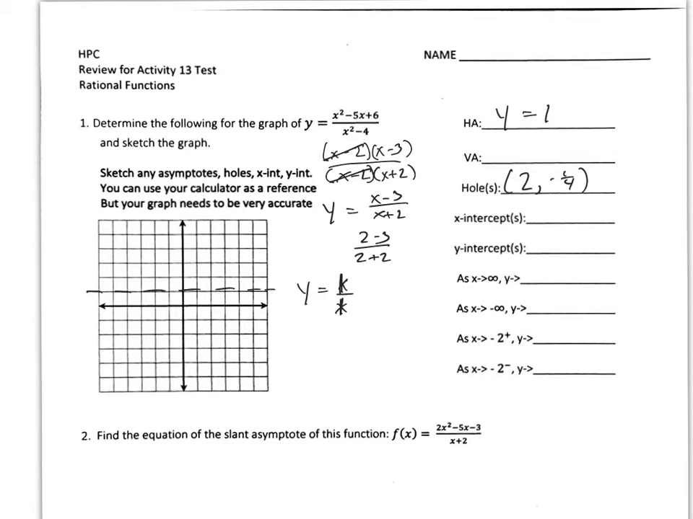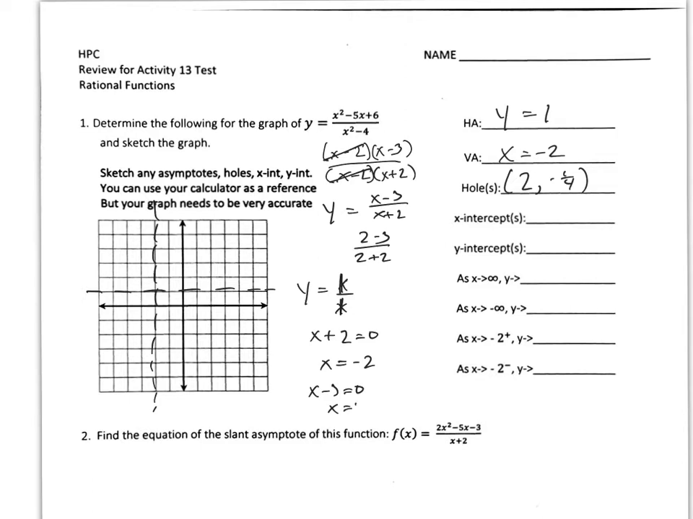Vertical asymptote comes from setting the denominator equal to 0. Please use the reduced form. So we get x equals negative 2. Put this on the graph. Be sure to use your calculator to look at the graph itself, just to help you verify if it's correct.